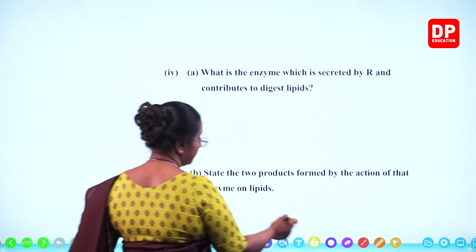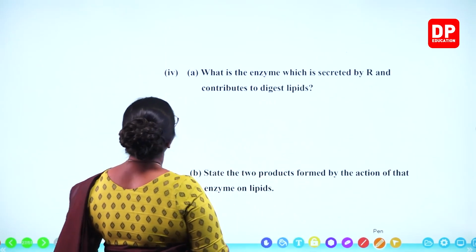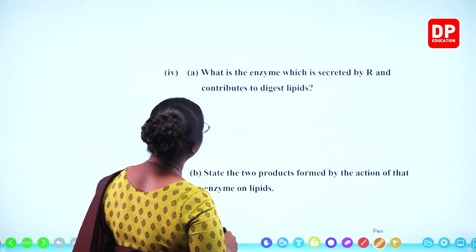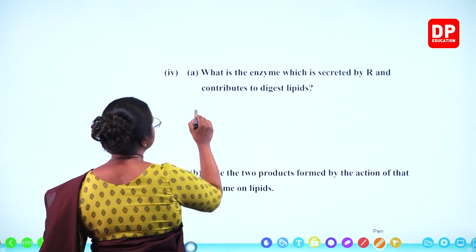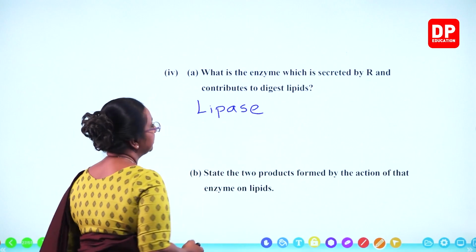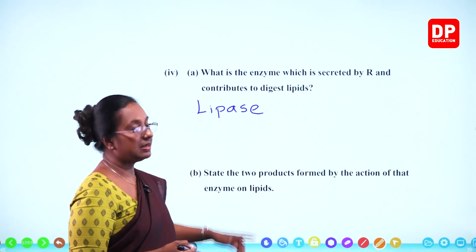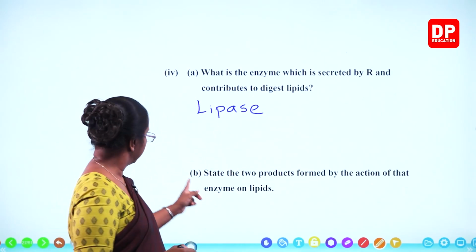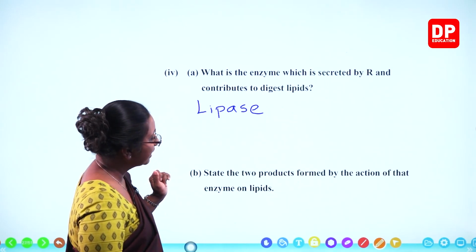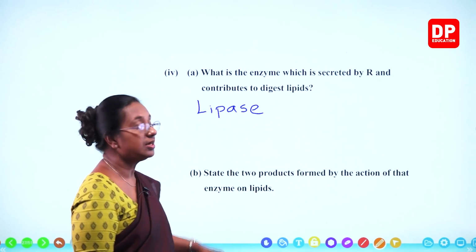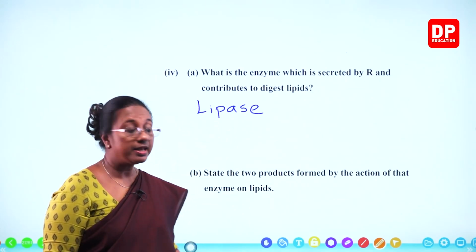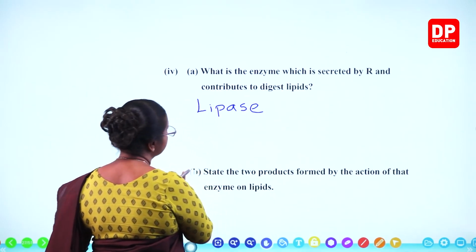Here you can see. Fourth one, A part, what is the enzyme which is secreted by R and contributes to digest lipids? It is lipase. You can call it lipase, L-I-P-A-S-E. Then B, state the two products formed by the action of that enzyme on lipids. So you all know when lipase acts on lipids, you get fatty acid and glycerol.